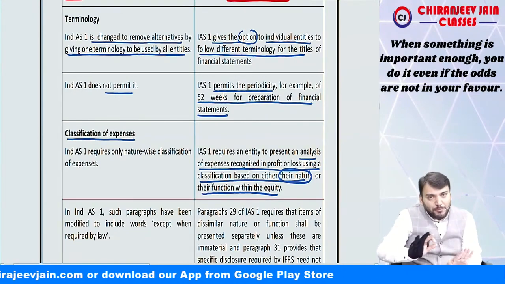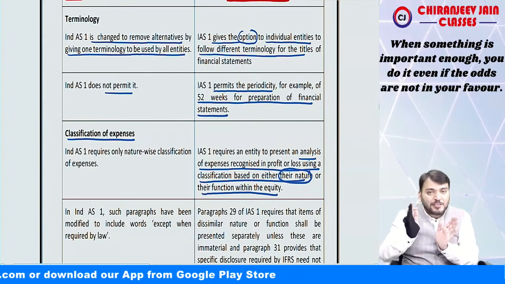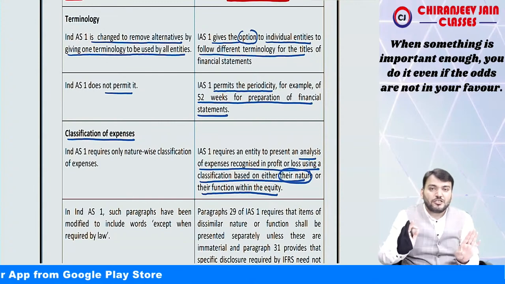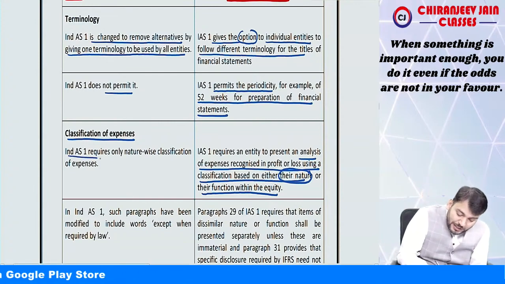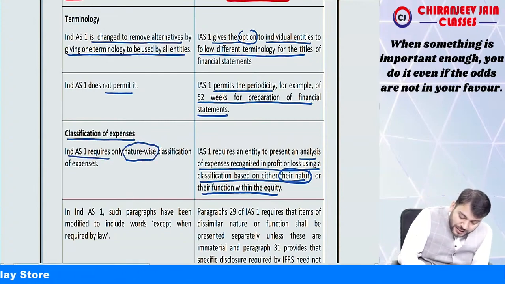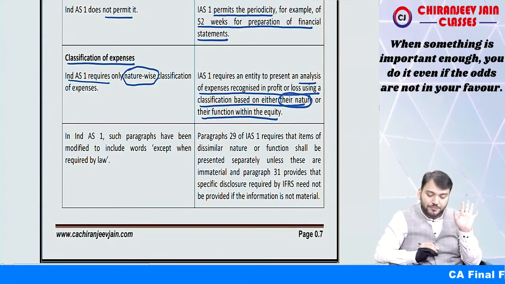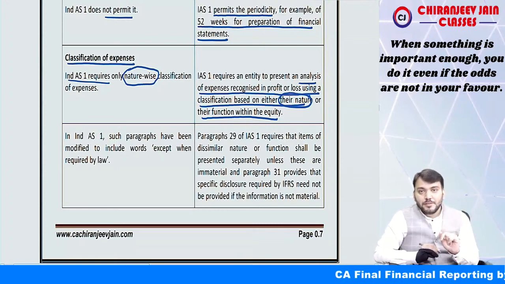But this option has been removed under Ind AS 1. Ind AS 1 says expense needs to be classified only on the basis of nature, not on the basis of their function. So Ind AS 1 requires nature-wise classification of expense. Correct? Understood? This much. Then next point.